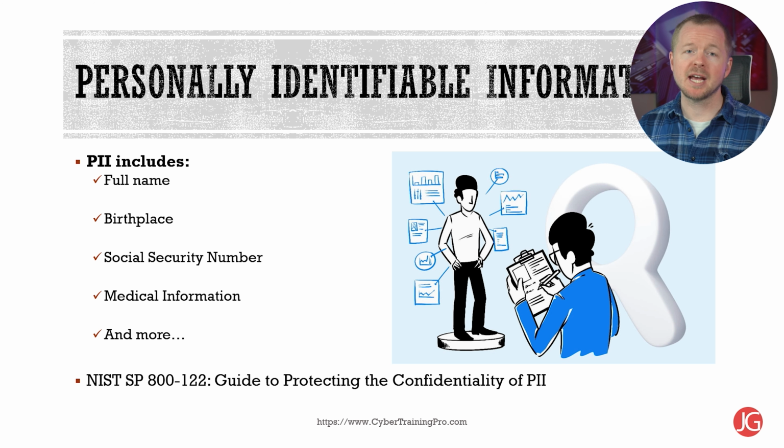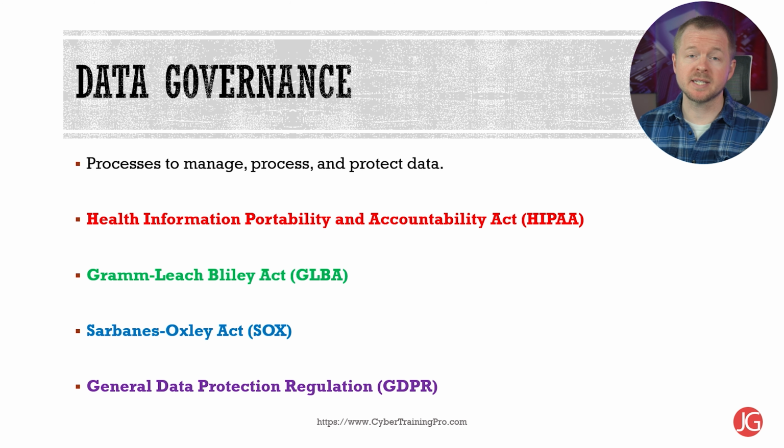The NIST Special Publication 800-122 is worth a read to learn more about protecting PII. Data governance is the process an organization uses to manage, process, and protect data. I've listed on the screen here some important regulations that impact how organizations govern data.